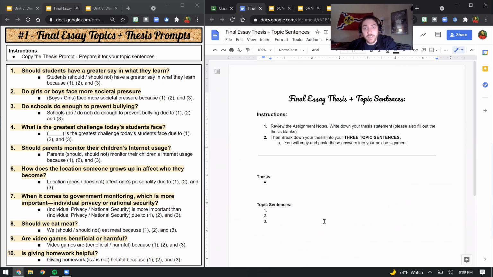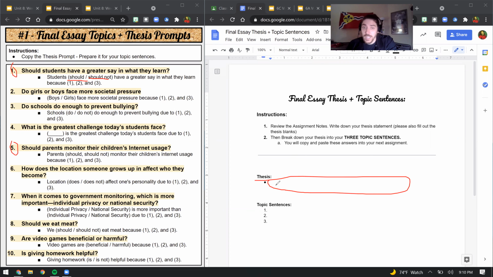So which one of these, is it one, is it five? Should students have a greater say in what they learn? If you want to do this, you would use the word should: students should have a greater say in what they learn. If you do not believe this, you would use should not, right? Because of one, two, and three. And so all you're going to do is complete the thesis here.